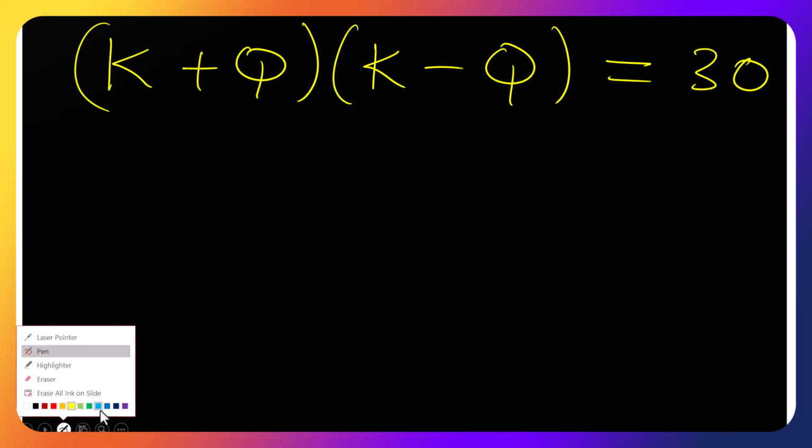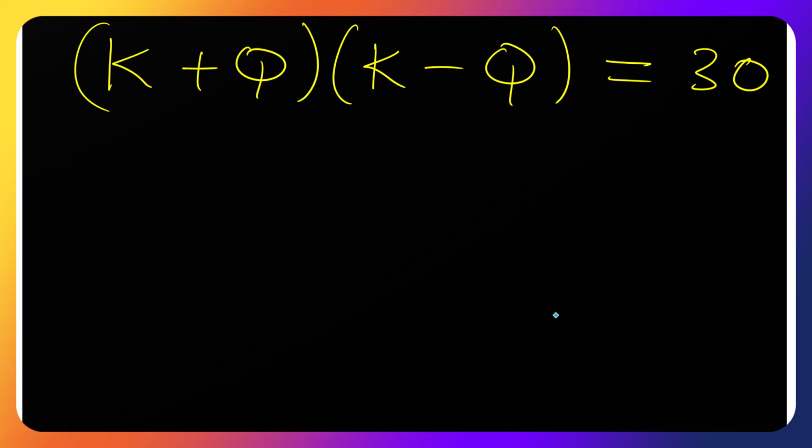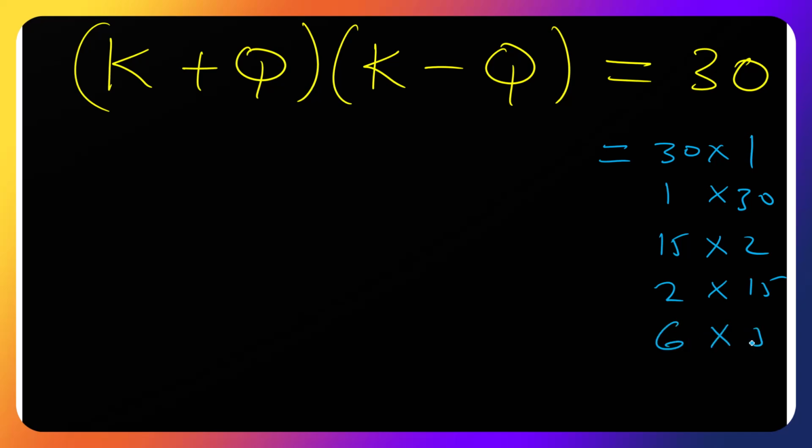Now 30 can be written as 30 times 1 or 1 times 30, 15 times 2 or 2 times 15, 6 times 5 or 5 times 6, 3 times 10 or 10 times 3. That's order.